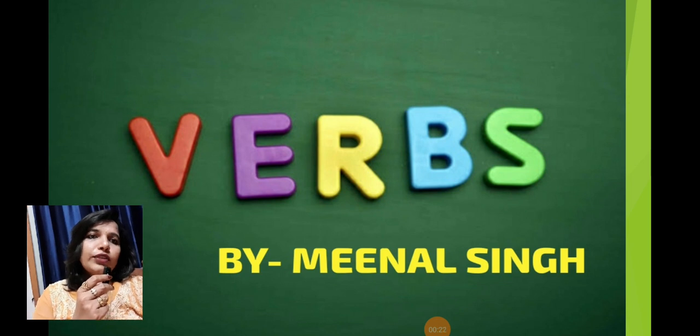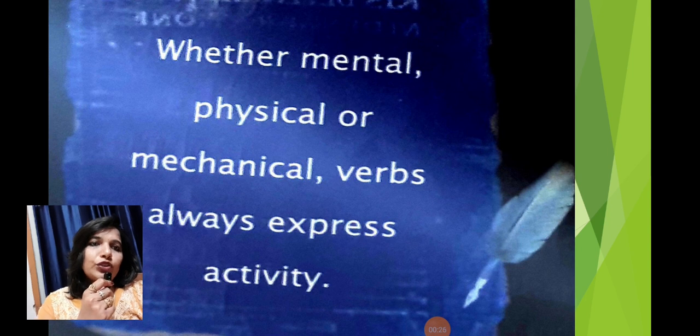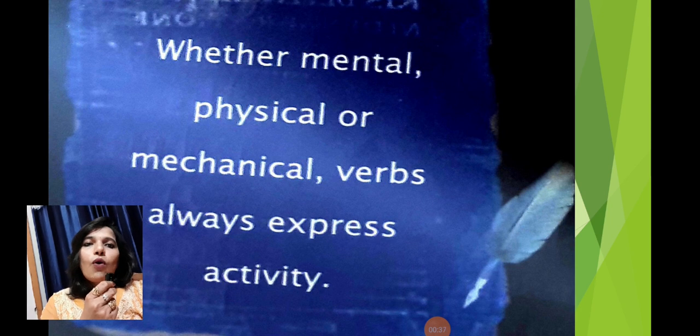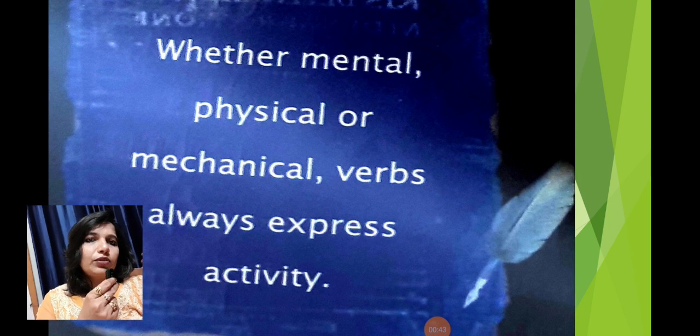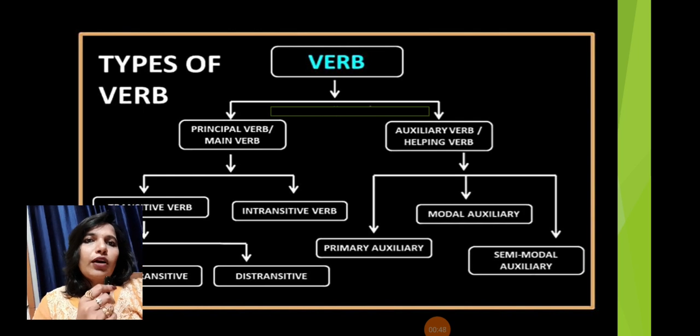So, as we all know, simply verbs are the action words, and they express all the activities, whether it is mental activity, physical, or mechanical activity. All of these come in the verbs category. Okay. So now let's see the types of verbs.